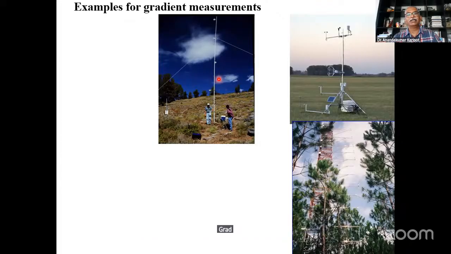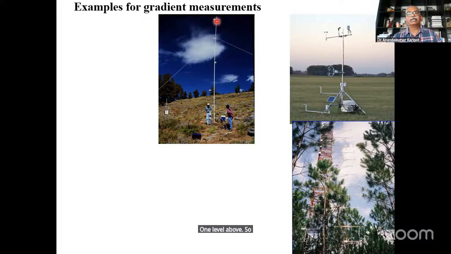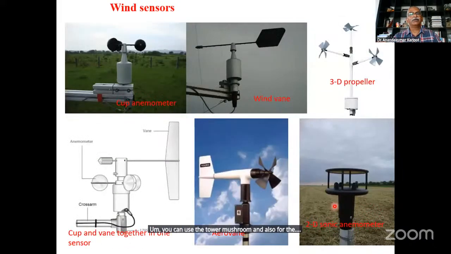Gradient means that you need measurement at two heights. Bulk means at the surface and at one level above. So this type of simple setup we can make use of. We can use the tower measurement also, and you can use all the mean sensors, which measure basically the mean wind speed, for example, and mean wind speed direction.